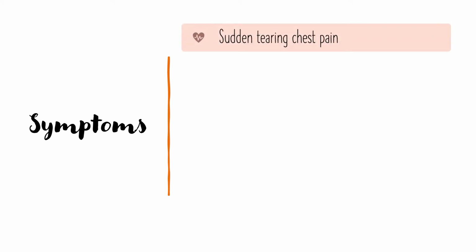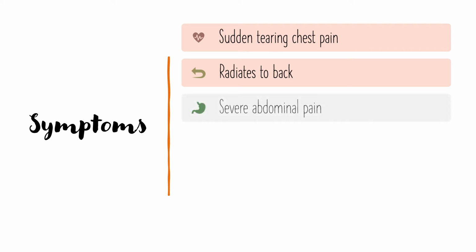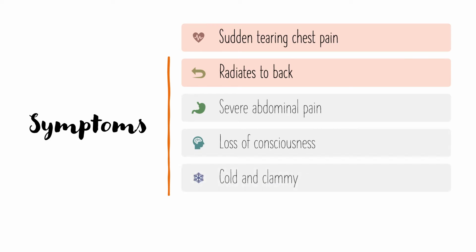Typically, the real hallmark symptoms of an aortic dissection are a sudden tearing chest pain that potentially radiates to the back. You may get other symptoms as well that are very similar to a heart attack. They could get severe abdominal pain, a loss of consciousness, feeling cold and clammy, and shortness of breath. But typically, if you hear someone mention this really sudden tearing chest pain that's radiated to their back, always be aware that it could be an aortic dissection.